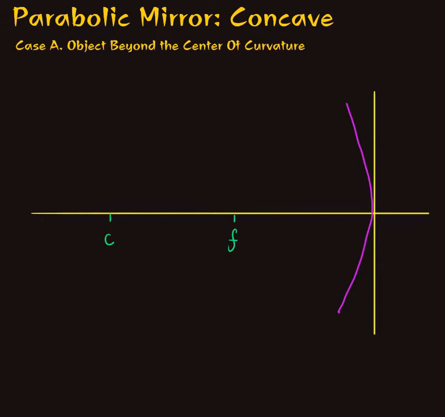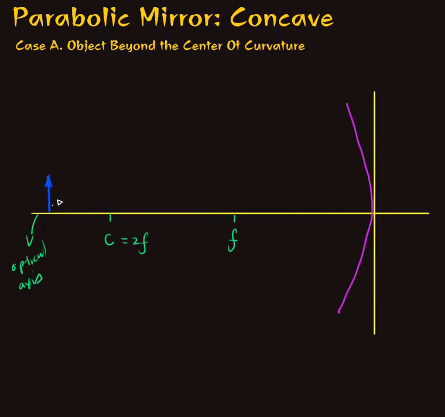This axis here is known as the optical axis. This is important. This thing here is the optical axis. This is the parabolic mirror. This is the focus of the mirror, and this is the center of curvature, which is usually 2 times the focus, right? Okay, with all that in mind, let's draw the first object.